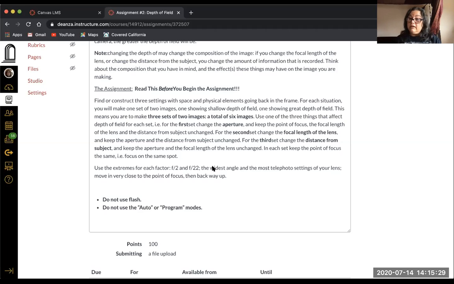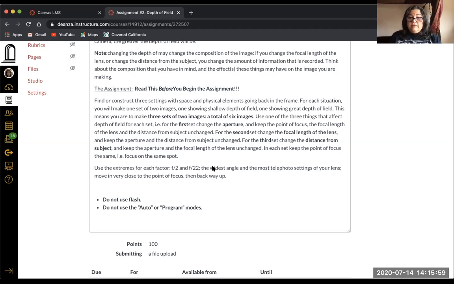And then for the second image, you'll use the shortest portion of your lens, the wide angle portion, in order to show great depth of field. And you won't move, you won't change the aperture, so you should probably put the camera into aperture priority so that the camera will automatically figure out the equivalent exposures, but you keep the aperture constant. You have control over that.